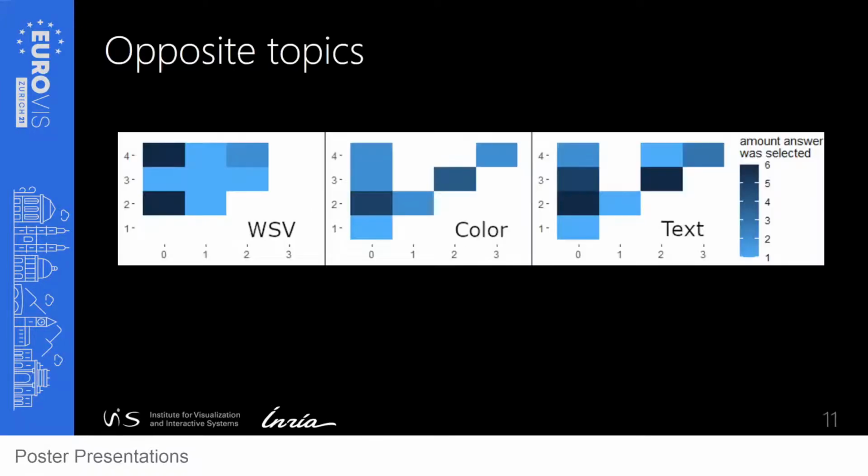One of the questions asked the content of which of the topic clusters is most different to another, which has no correct answer. We see here the answer distribution for each condition, and they are different from word-sized visualizations to the other two. There are two answers that are more common, seen as dark blue cells. In the conditions color and text, there is no such clear distinction, which could indicate that the word-sized visualizations made this task easier.